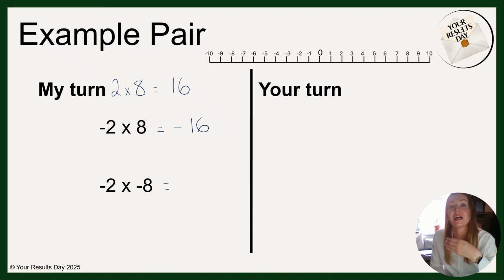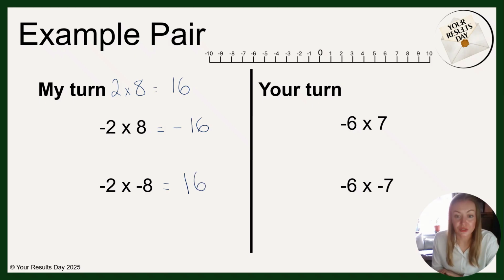If you introduce another negative again, it takes it back to positive. And that would continue. If you kept multiplying by negative numbers, it will switch between a positive and a negative. So negative 2 times negative 8 takes us back to positive 16. Here are 2 questions for you to have a go at using the same principles. If you need to pause the video, do so now.